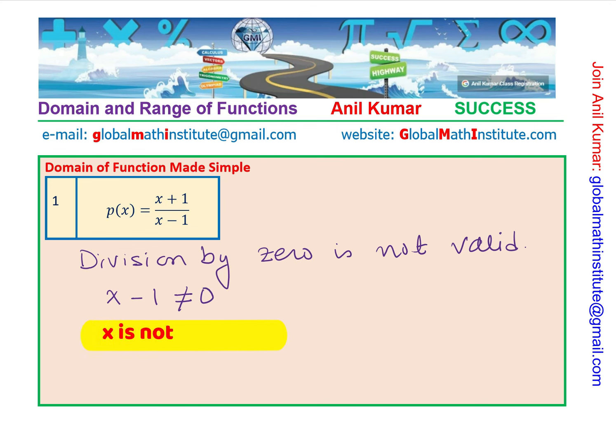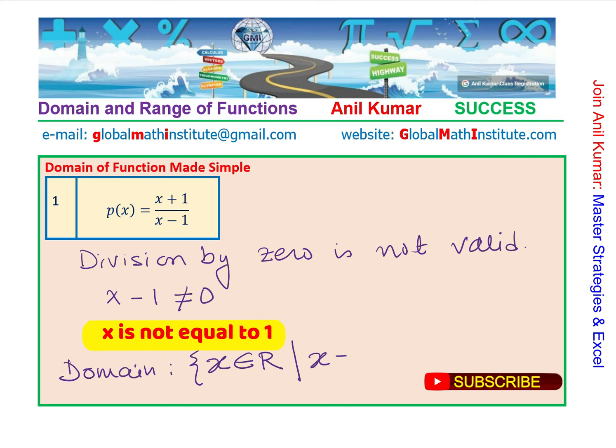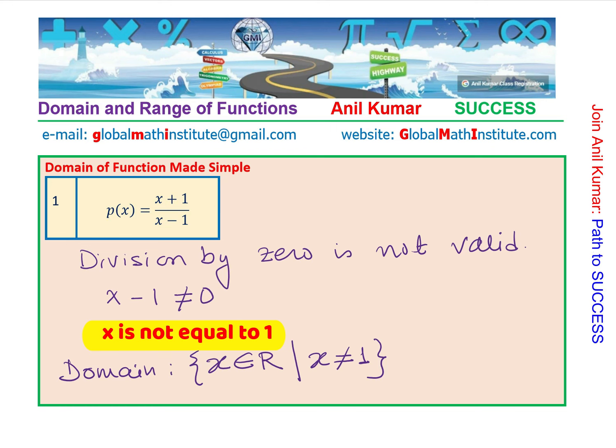So domain basically is what all values can x take in a function. So in this particular case, you can say that domain of this function is what? Well, domain written in curly brackets, we can say x belongs to real numbers where x is not equal to 1, right? So except for 1, x can have all the values in the domain of real numbers. And therefore, the domain of this function is x belongs to real numbers where x is not equal to 1.